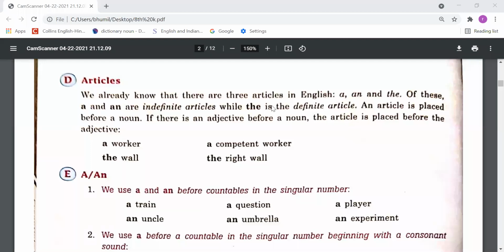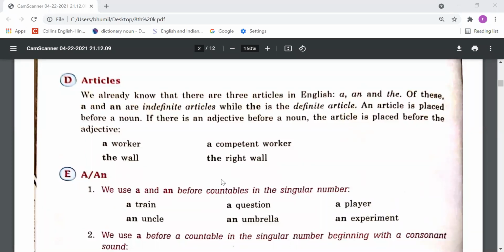Okay, let's see some examples. A worker. Worker is a noun, so we have put a here. A competent worker. Competent is an adjective, so we need to put a before the adjective. The vole is a noun, so we have put the before the vole. The right vole: right is an adjective here, so we need to put the before the adjective, right? So usually we put articles before the noun, but if there is any adjective before the noun, we need to put that article before that adjective, right?